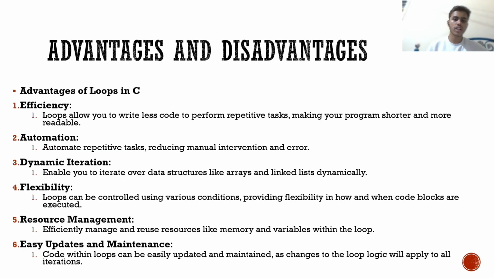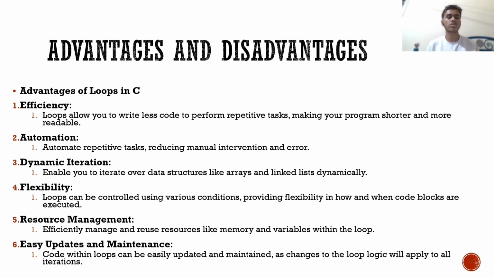Next, advantages and disadvantages. Advantages of loops in C. Efficiency. Loops allow you to write less code and perform repeated tasks multiple times, making a program shorter and more readable and reliable for a user. Automation. Automate repetitive tasks. It reduces manual work and saves the user from writing big code.